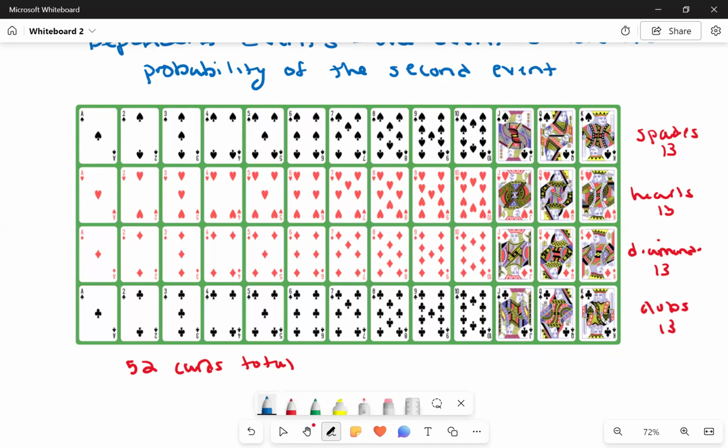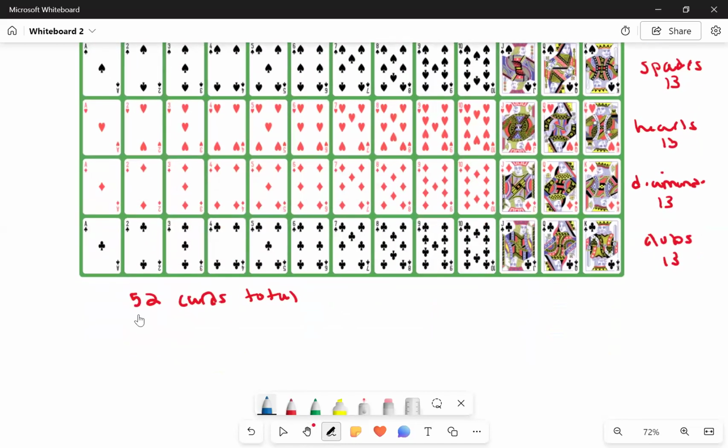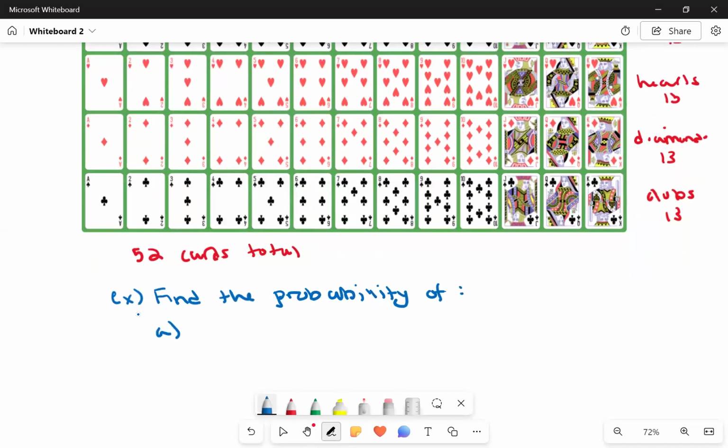Okay, so we're going to use the standard deck of cards to ask a couple probability questions. Let's look. First question. Let's say, find the probability of, okay. And then here we'll create some scenarios. So the first scenario is you draw 2 queens from the deck with replacement.